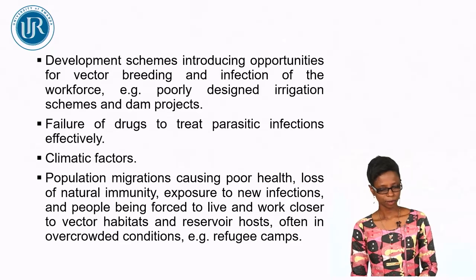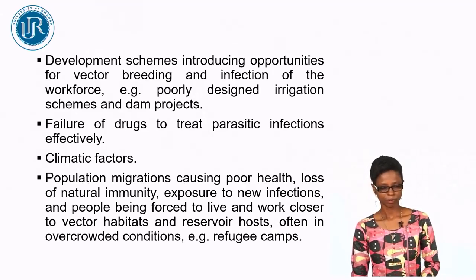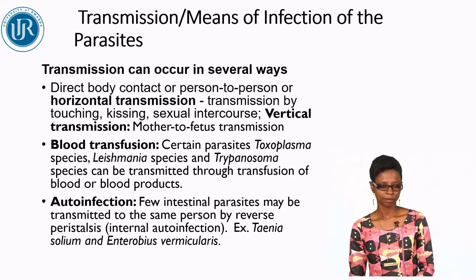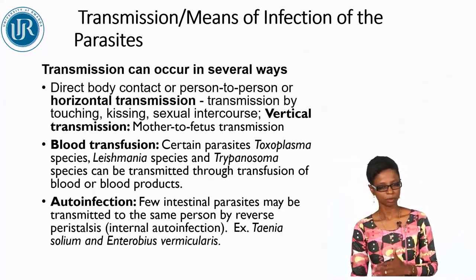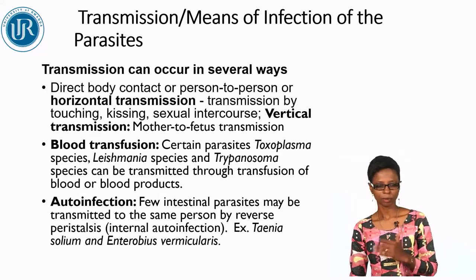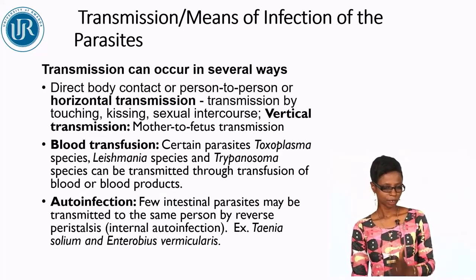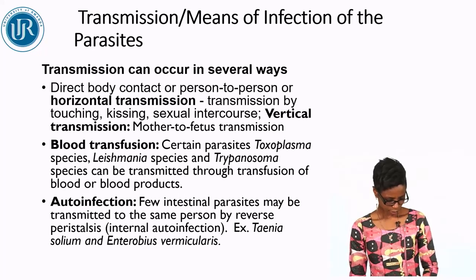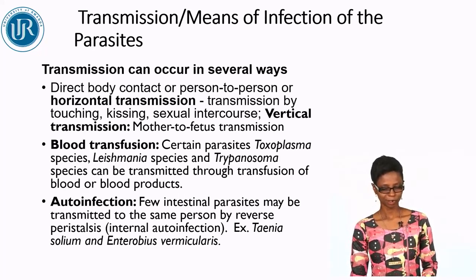When we talk about population migration, for example in a refugee camp, remember there are many persons and they have many problems. For example, they lack water and other materials for their living. The transmission can occur in several ways: by direct contact, or person to person, which is horizontal transmission. It can also occur by vehicle transmission, where you talk about mother to fetus transmission. Some parasites can be transmitted through blood transfusion, like toxoplasmosis. Others can be transmitted as auto-infection, which means the same person can infect himself or herself.